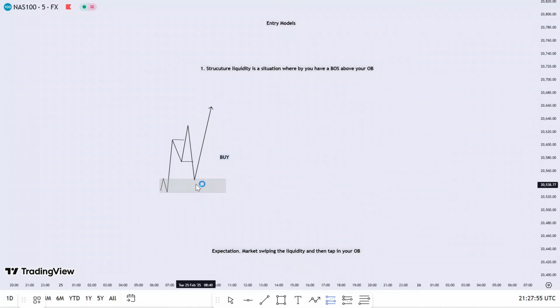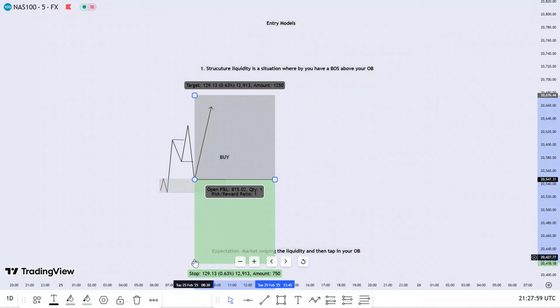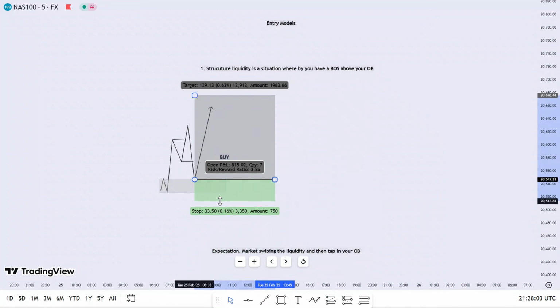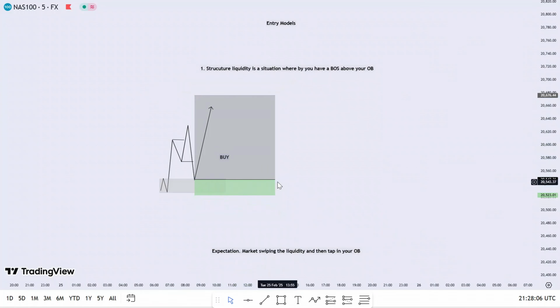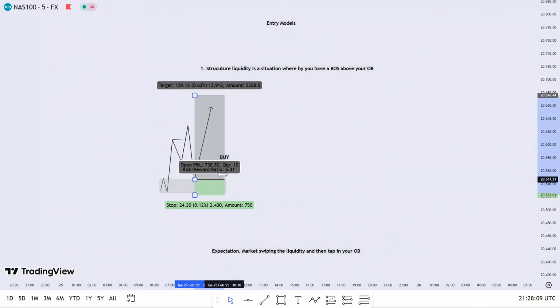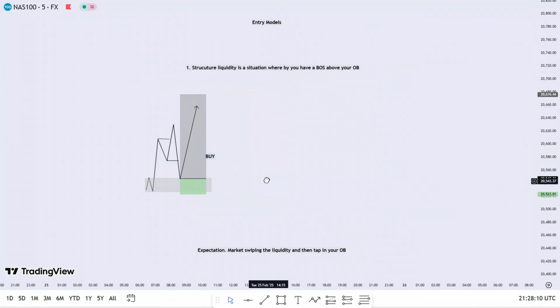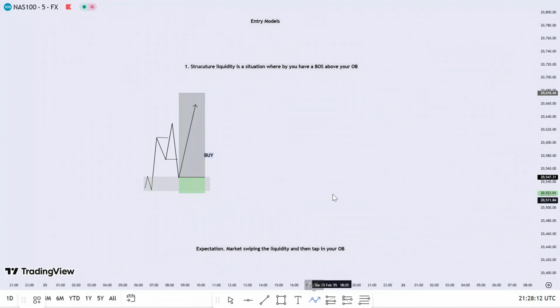So you have your entry from this very tip of the market. You have your stop loss a little bit below that order block, and then you target the nearest high for the case of you buying the market. Now for the case of you selling it, it's basically the opposite.